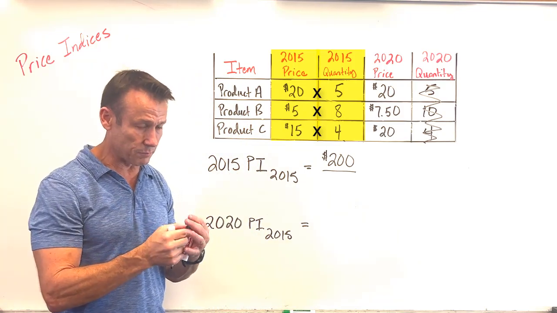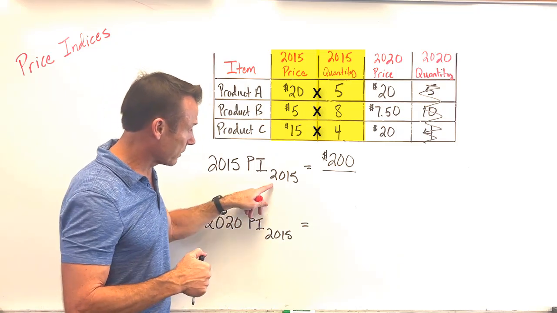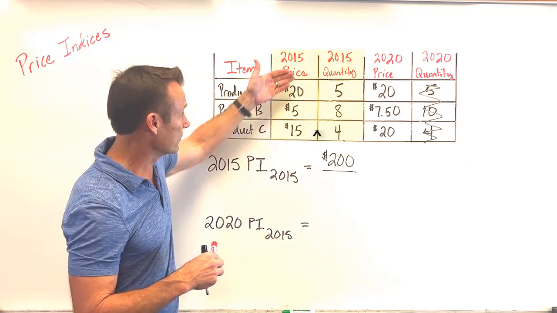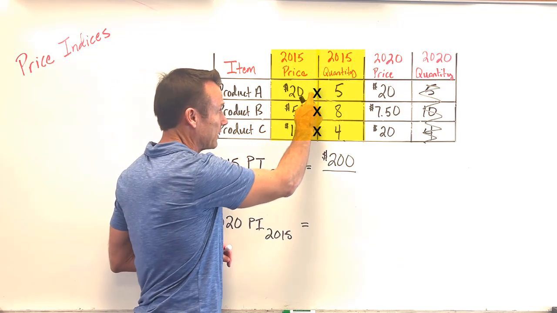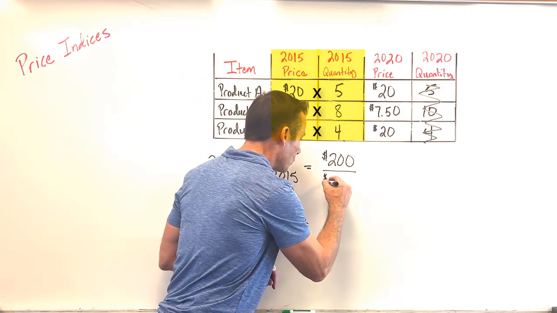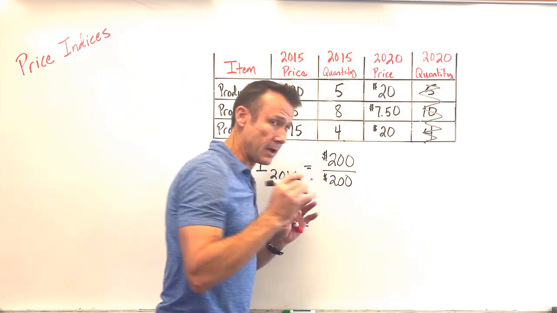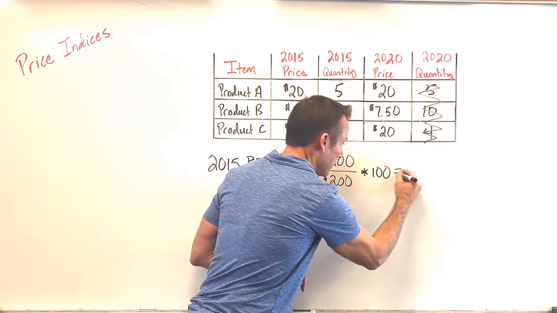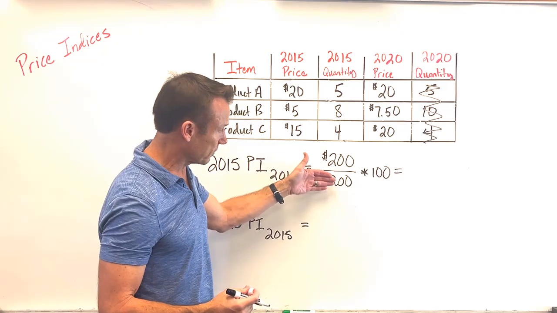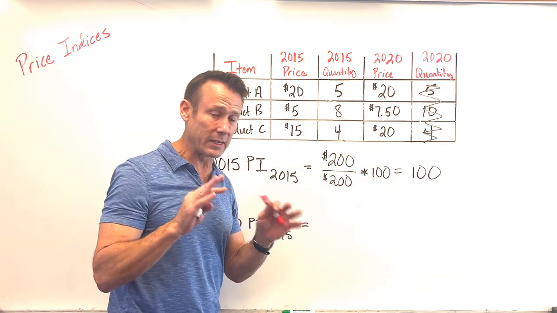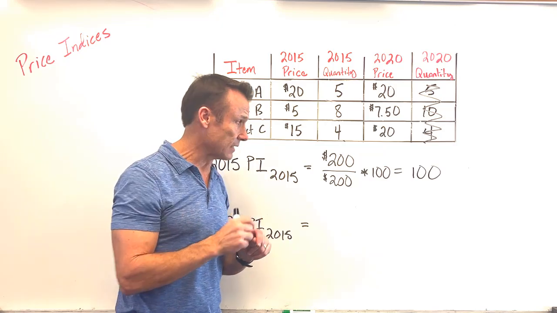Now, again, you've probably seen this coming for a while here. We're going to, again, check out the market basket with 2015 prices. Well, there's our 2015 prices. We're going to do the same thing, right? 20 times 5, 5 times 8, 15 times 4. Yeah, you know it's going to be 200 again. Now, some things I want you to see. We're going to take that and multiply by 100. And of course, what is that going to equal? This is going to be 1 times 100. It's going to equal 100. But that's how we calculate a price index.